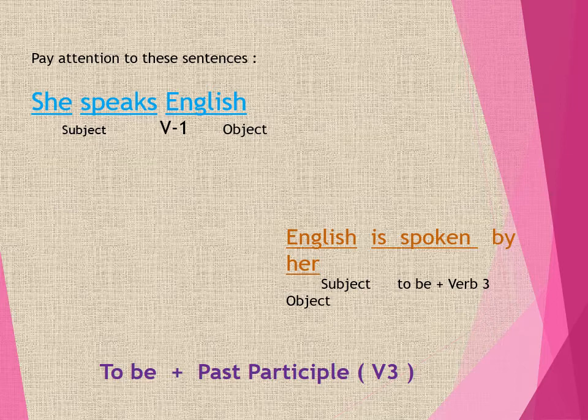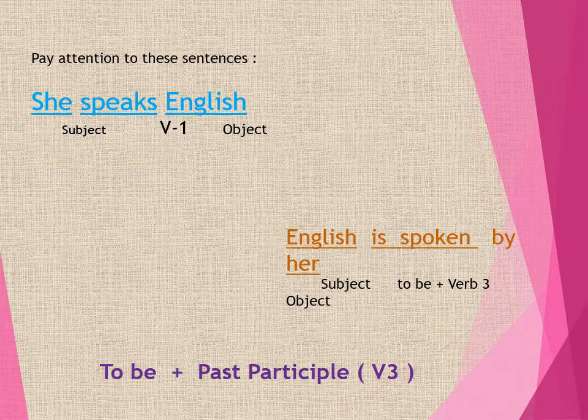Pay attention to the sentences. She speaks English. The subject of the sentence is she, the verb is speaks, and the object of the sentence is English. She speaks English. In this sentence, the subject does the action, in this case speaks. So when the subject does the action, it refers to active voice.